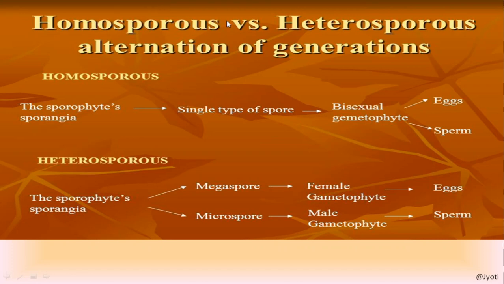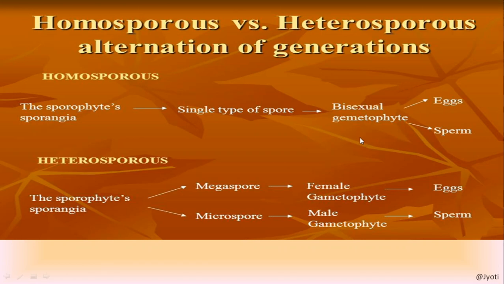As I am showing you in Equisetum, there is a cone, and that cone contains different types of sporangia, that is microsporangia and megasporangia or macrosporangia. So clearly I am showing you the sporophytes are of two types. Some sporophytes are homosporous, meaning the sporophyte produces a single type of spore from its sporangia, and that spore will develop into a bisexual gametophyte, as I have shown you in the life cycle.